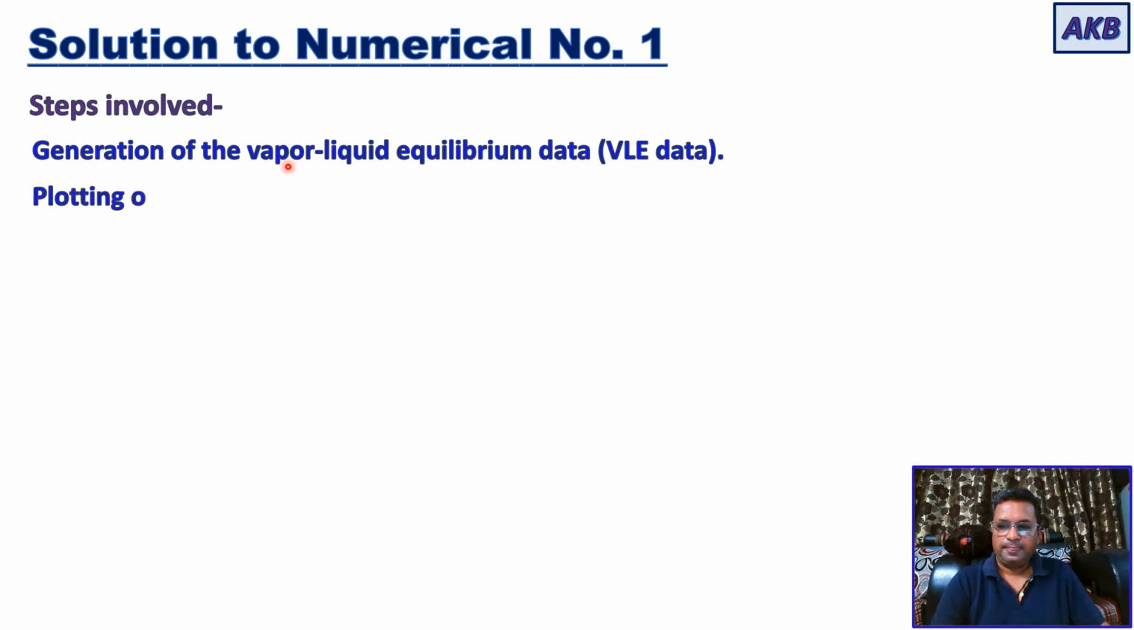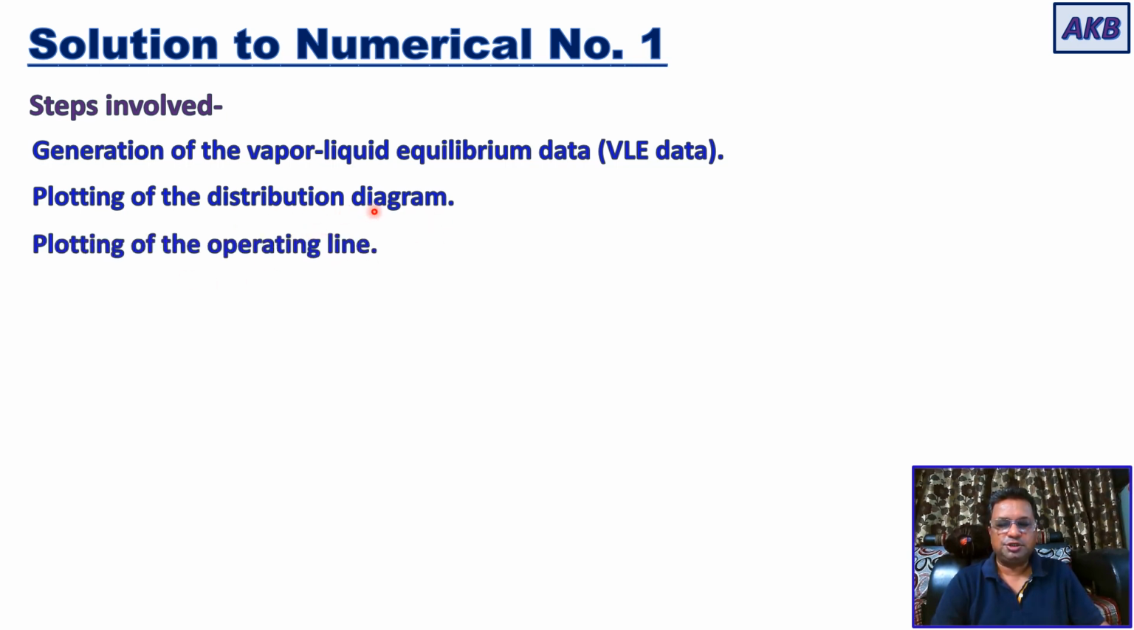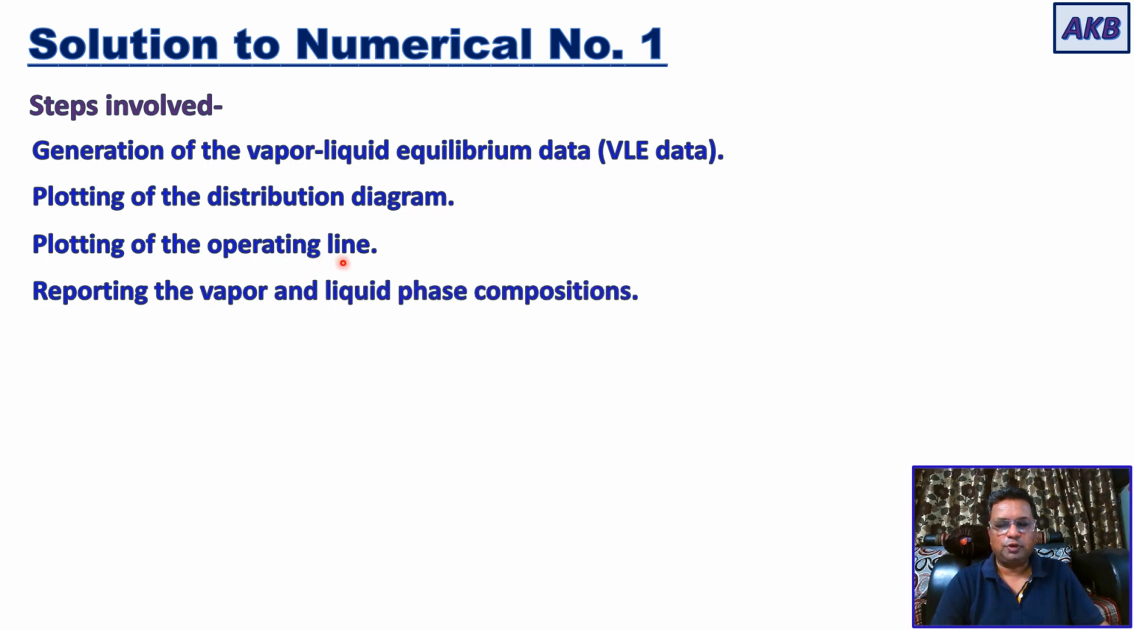Then after generating the data, we are going to plot it. By plotting the VLE data, we get the distribution diagram. Then on that distribution diagram we plot the operating line, and the point where the operating line intersects the equilibrium curve, the coordinates of that point, give us the values of X and Y.